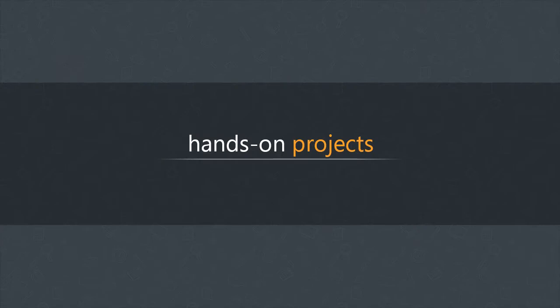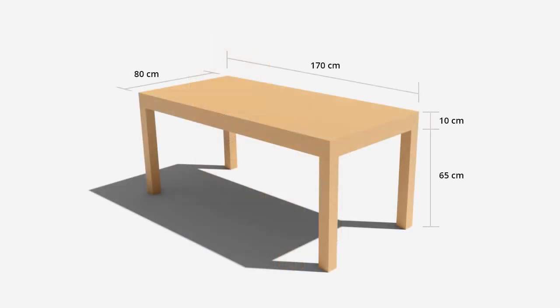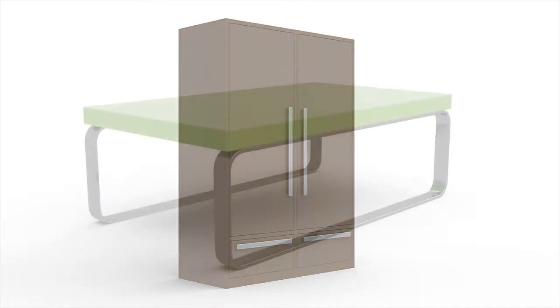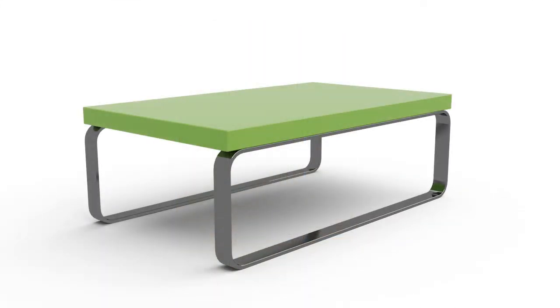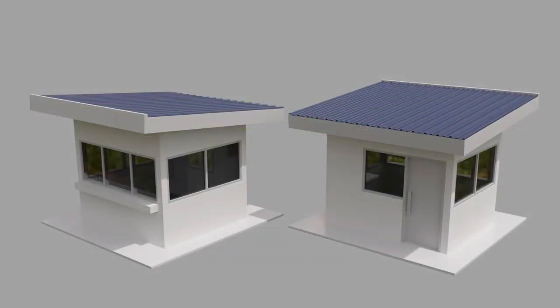Besides basic 3D modeling knowledge, this course also provides you with a lot of hands-on projects. We're going to revisit the previous two projects, which are kindergarten chair and a simple table. Then we're going to create wardrobe using precise real measurement unit. Then we're going to model this coffee table object. After that, we're going to create this security outpost from scratch, also with precise real measurement unit.